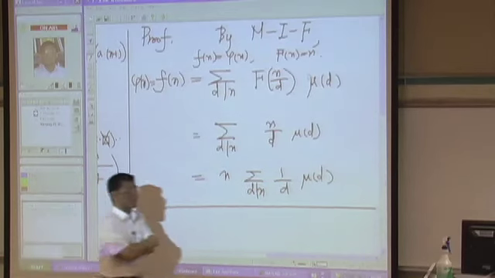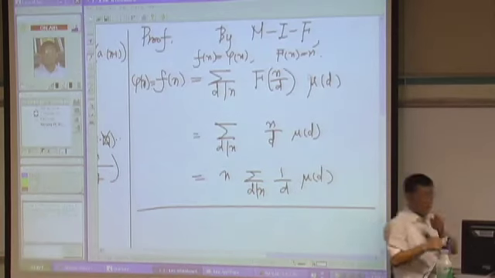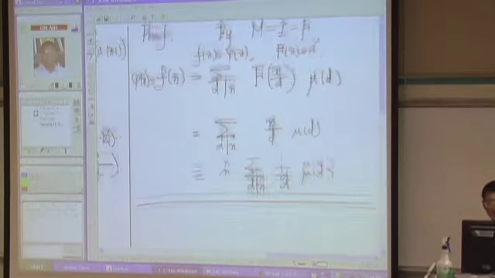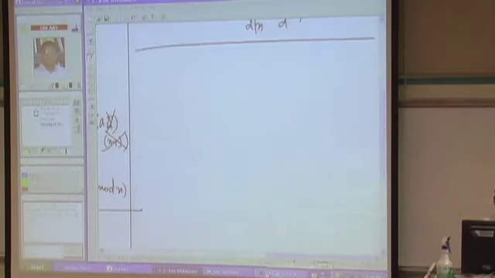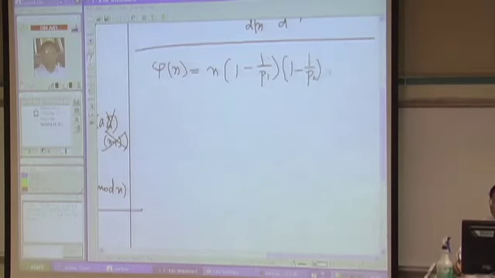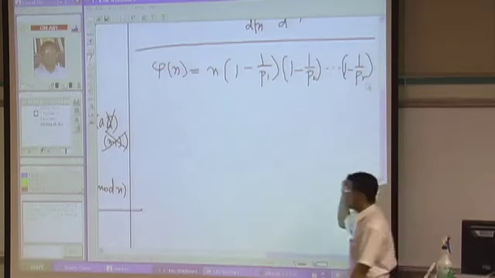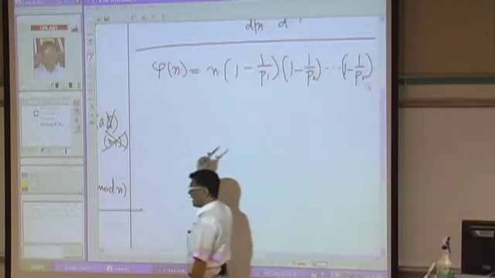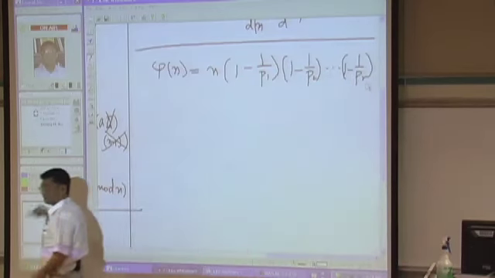Then we're using this thing. We want to derive a formula that we derived before. In the past, we derived this formula: phi of n equals n multiplied by 1 minus 1 over the first prime, times 1 minus 1 over the second prime, and so on, right? We derived this using the fact that phi is multiplicative.